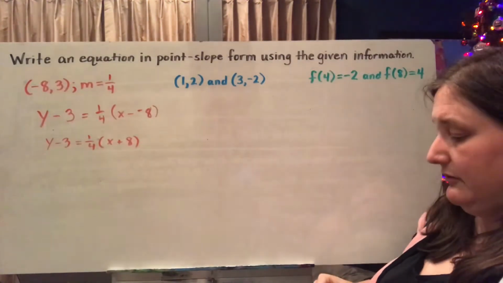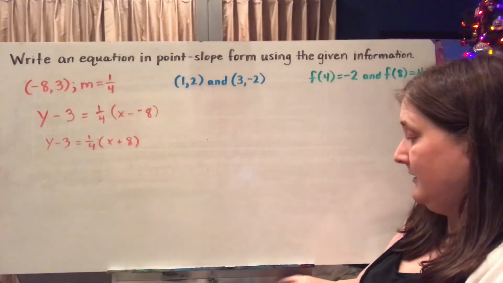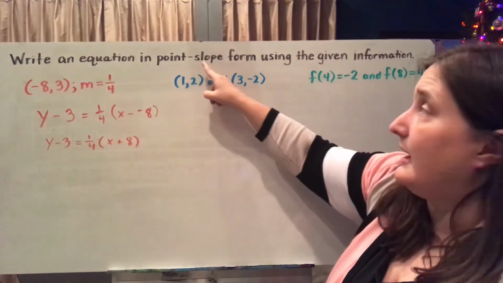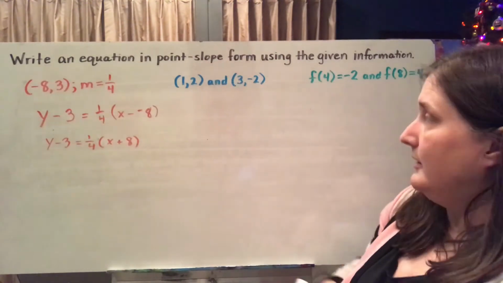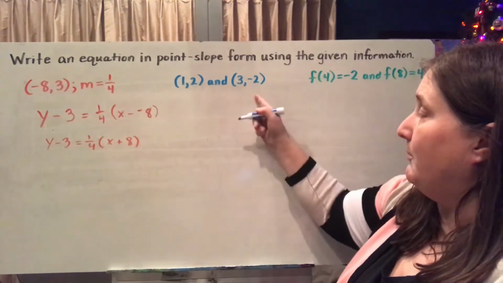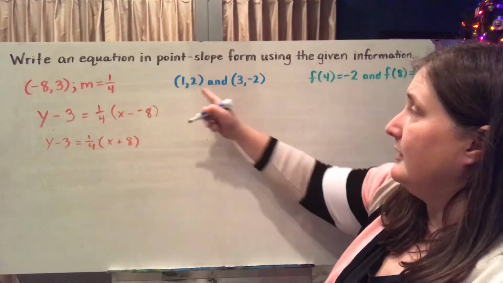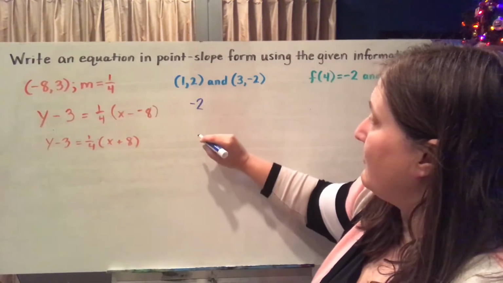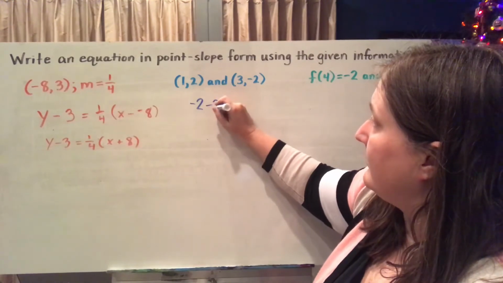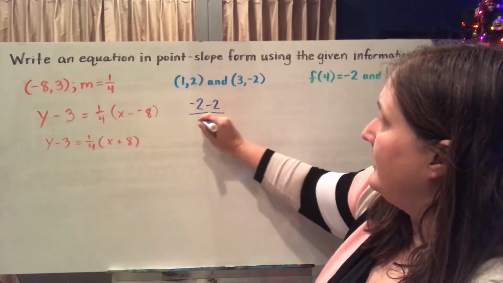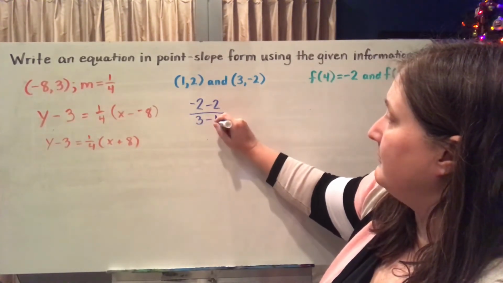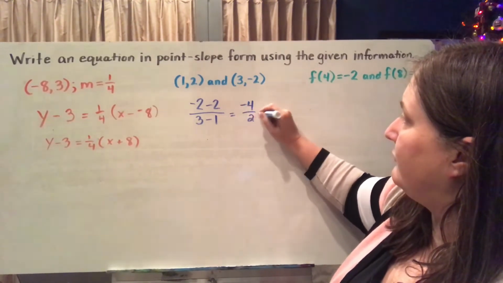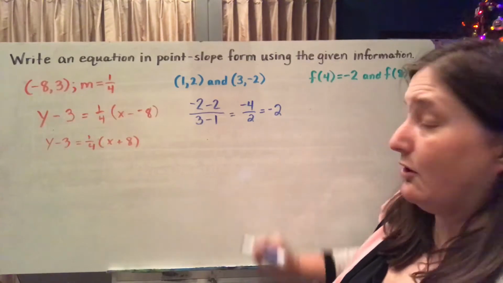All right, let's take a look at this one. This time we're given 2 points. To write something in point-slope form, I need one point and I need the slope. Okay, so I'm going to try to find the slope using these 2 points. So this is going to be my point 1 and my point 2. I'm going to take my y from point 2 minus my y from point 1, and my x from point 2 minus my x from point 1, and I get -4/2 or -2 for my slope.